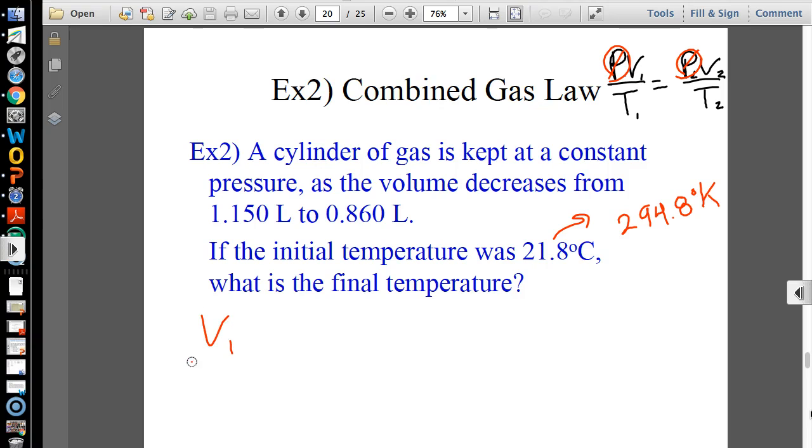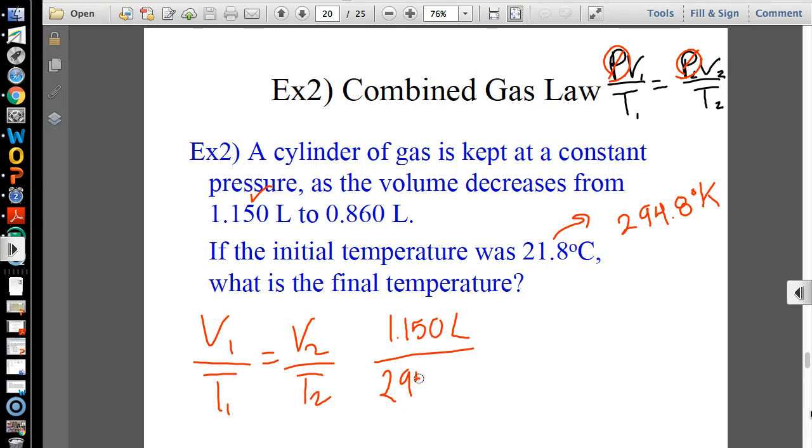So I have V1 over T1 is equal to V2 over T2. I'm just going to fill in the first volume. Here's my first volume right here, 1.150 liters. My first temperature is right here, so it was 294.8 degrees Kelvin.